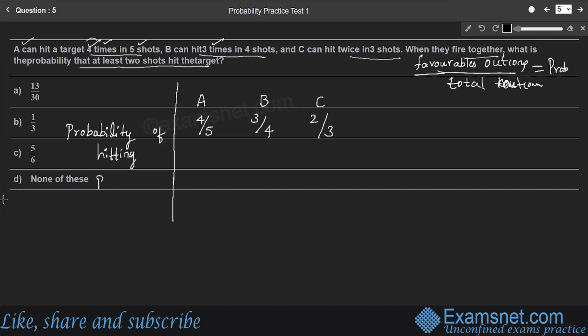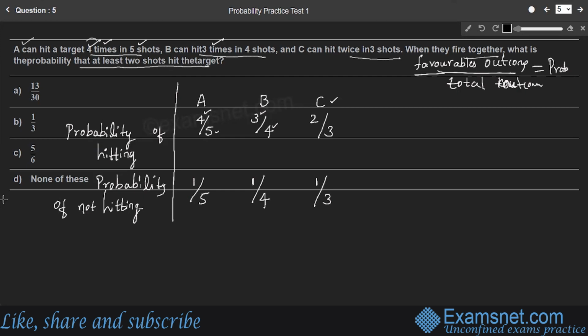So we'll consider the probability of not hitting by them. Out of 5, if he can hit 4, what is the remaining shot? Only 1. So 1 out of 5, A cannot hit. Whereas out of 4, B can hit 3. Therefore, the remaining one he cannot hit. It is 1 out of 4. And in the third case, in the case of C, out of 3, he can hit 2. Therefore, the remaining 1 cannot be hit by C. These are the probabilities of not hitting by them.